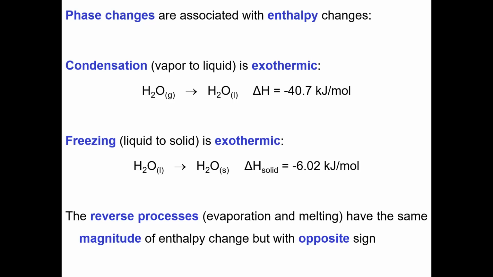So phase changes, as we've seen, are associated with enthalpy changes. If an enthalpy change is exothermic in one direction, when you go in the other direction, it will be endothermic. So condensation is where a vapor becomes a liquid, and this is exothermic. So energy is released when this happens. Okay, so when a gas becomes a liquid, energy is released.